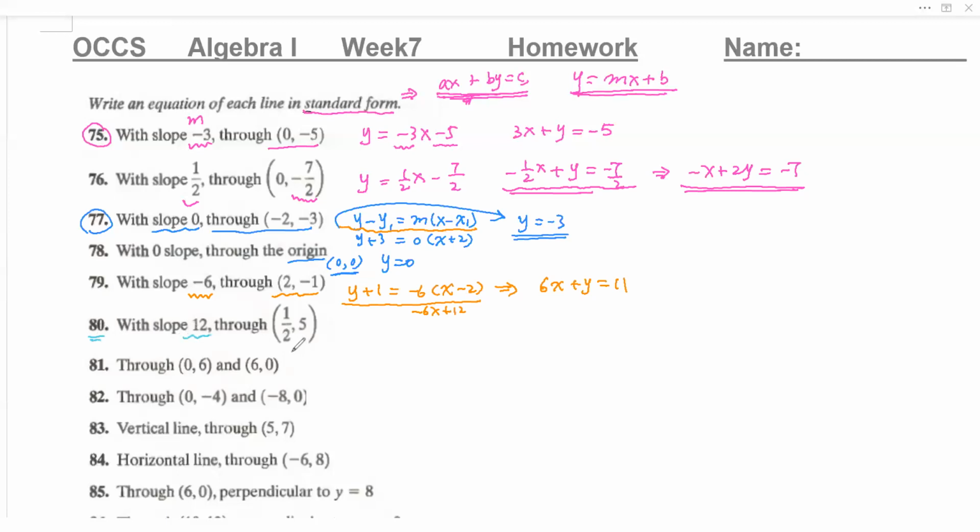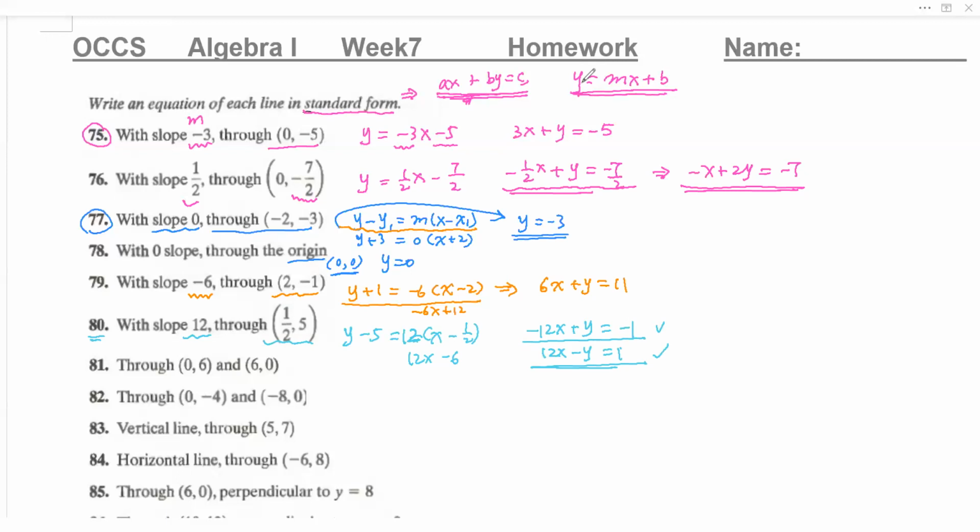Let's see 80. The slope here is 12 and it passes this dot, right? So we can quickly get it here. y minus y1 equals 12, the slope, times x minus half. So y equals 12x minus 6. Do a proper transform: negative 12x plus y equals negative 6. Or you can say 12x minus y equals 6. They are the same. So you can use this one or this one. Both are correct.